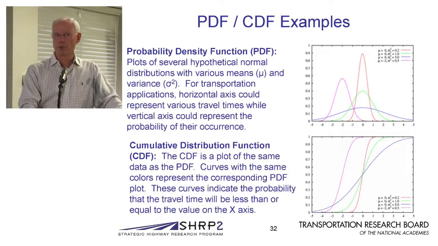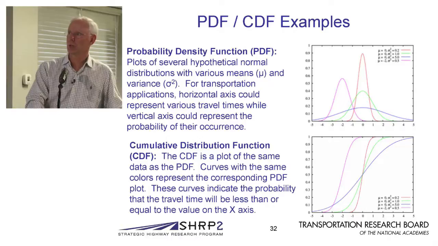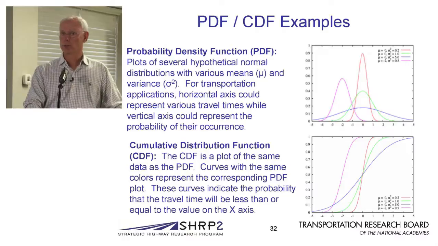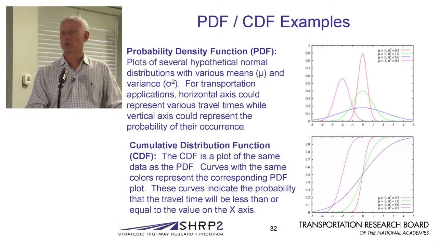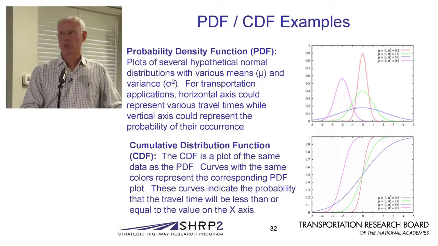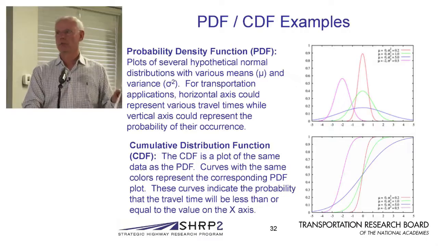The cumulative distribution function looks at the probability that a value is going to be less than or equal to the mean of that data. If you look at the lines, the colors are the same from the top diagram to the bottom. The lines that are more vertical represent a more reliable trip. The lines that are more slanted, going from left to right, represent trips that are not so reliable.